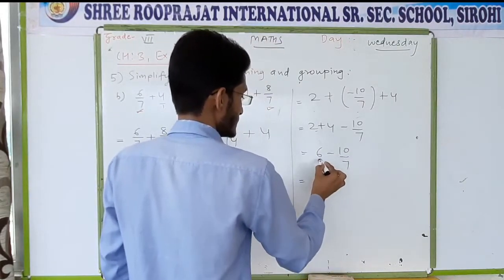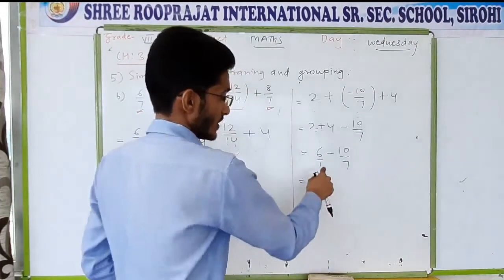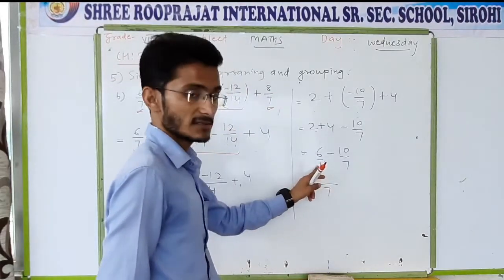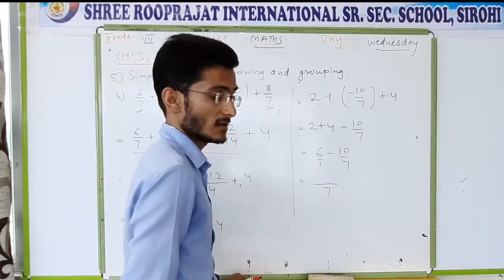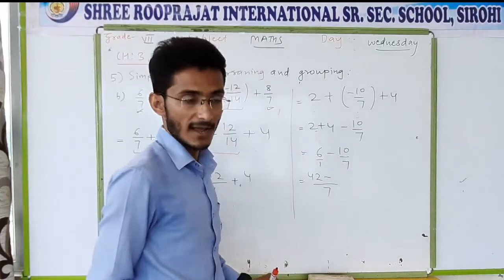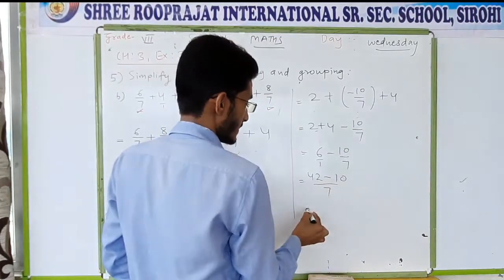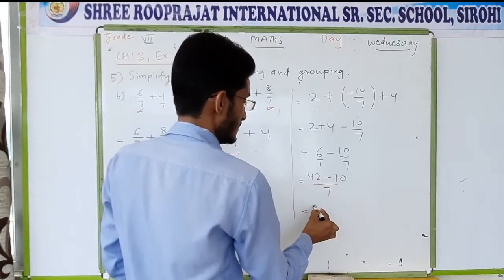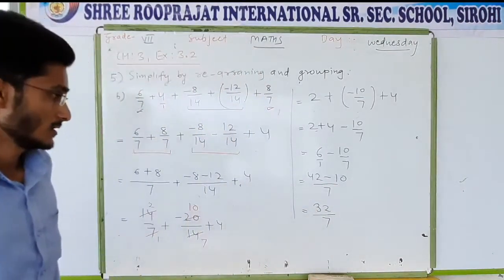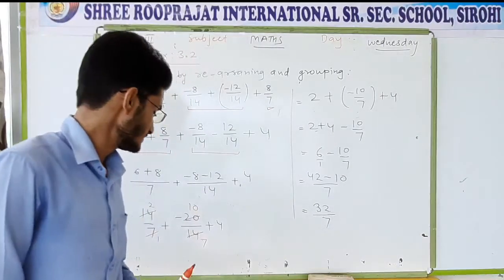If nothing is given, that means is a 1. So LCM of 1 and 7, you will get a 7. 7 divided by 1, 7 times, and 7 multiplied with 6, you will get a 42. 7 divided by 7, you will get a 1 times, and 1 multiplied with 10, you will get a 10. So 42 minus 10, you will get a 32 by 7. So that's the answer of your question.